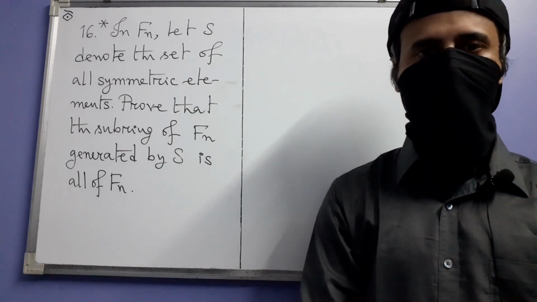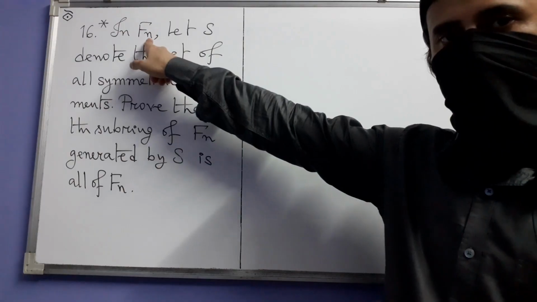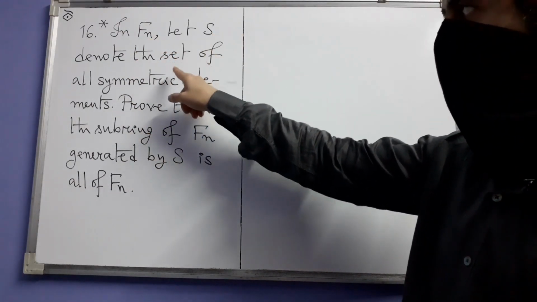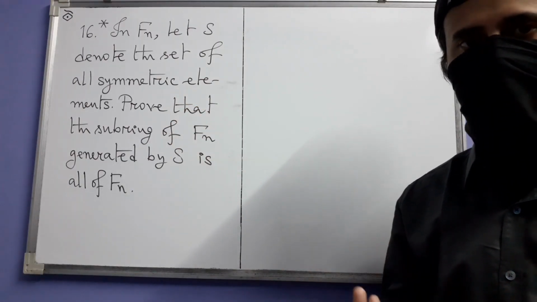So next we have exercise 16. In this we have our usual matrix algebra Fn of all n by n matrices over the field F, and in it S denotes the set of all symmetric elements. That means the elements in S are the symmetric matrices.